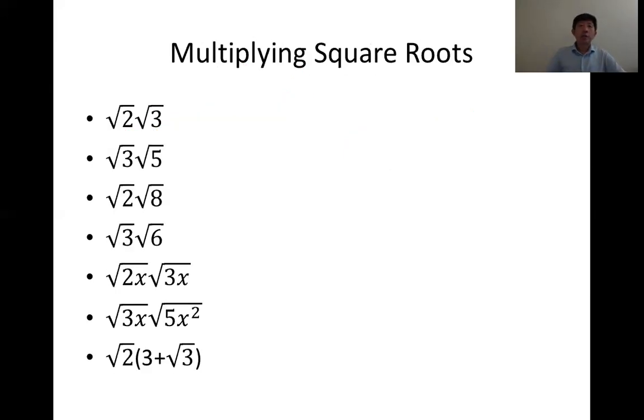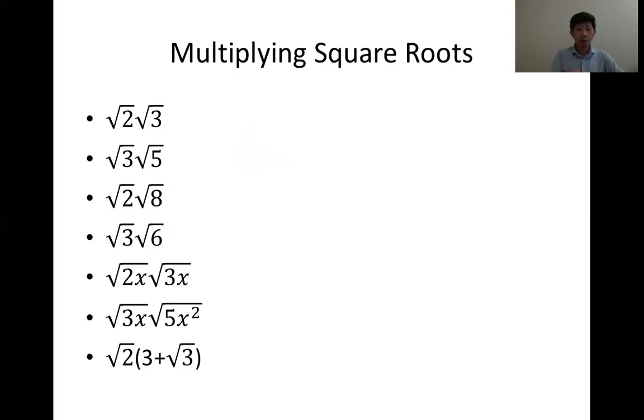And next, multiplying square roots, all right? Square root of 2 times square root of 3 is square root of 2 times 3, which is square root of 6. Simplest form, yes. Next, square root of 3 times square root of 5 is square root of 3 times 5, which is square root of 15. Simplest form, yes. Can we simplify this? No, nothing. So the answer is square root of 15.